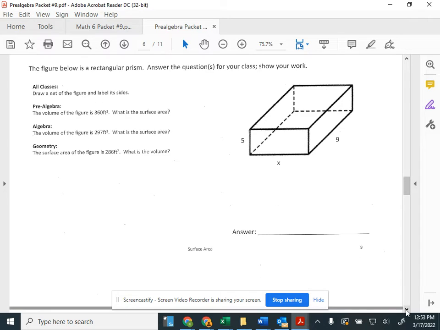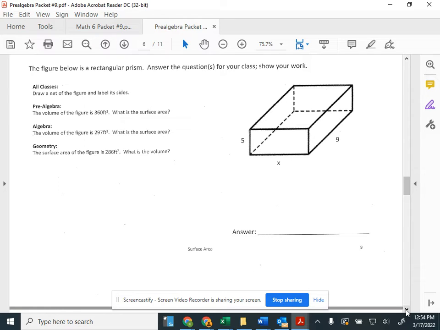The figure below is a rectangular prism. Answer the questions for your class and show your work. All classes must draw a net. How do we draw a net? Again, it's been a while since we had to draw a net. How do we draw a net?